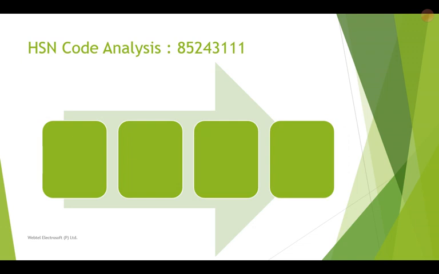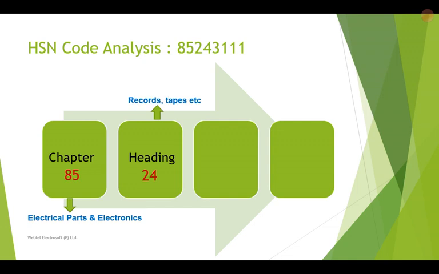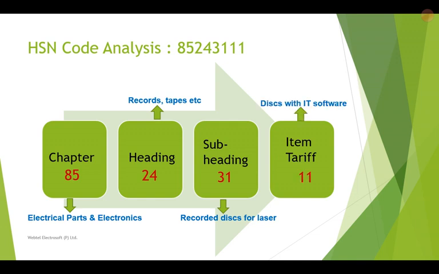So what do these signify? Let us try and understand. The first 2 digits signify the chapter, which in this case, where we have taken the example of computer software, is the electrical parts and electronics. And the next 2 digits signify the heading, which is in this case records and tapes. The third category is the subheading and item. This is 31. This signifies recorded discs for laser. And the final 4 digits signify the item tariff, which is 11 in this case, and the item is disk with IT software. So this is how we can analyze the HSN code.